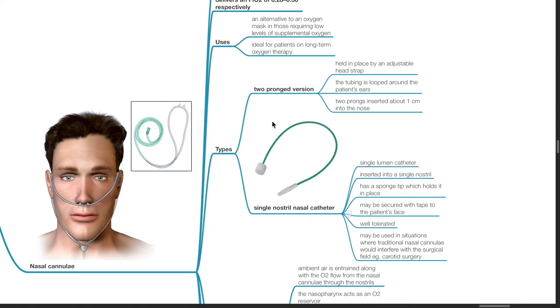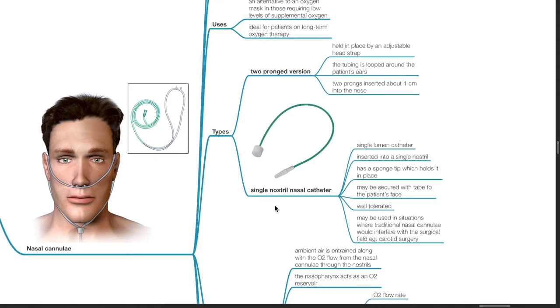The two-pronged version is held in place by an adjustable head strap. The tubing is looped around the patient's ears. Two prongs are inserted around 1 cm into the nose. The single nostril nasal catheter is a single lumen catheter and is inserted into a single nostril. It has a sponge tip which holds it in place and may be secured with additional tape to the patient's face. It is well tolerated and may be used in situations where traditional nasal cannulae would interfere with the surgical field, such as during carotid surgery.